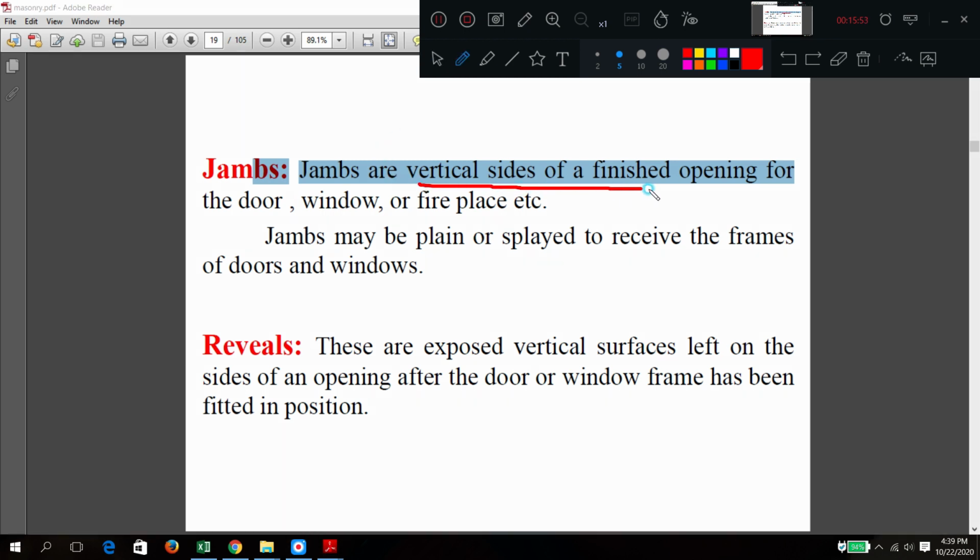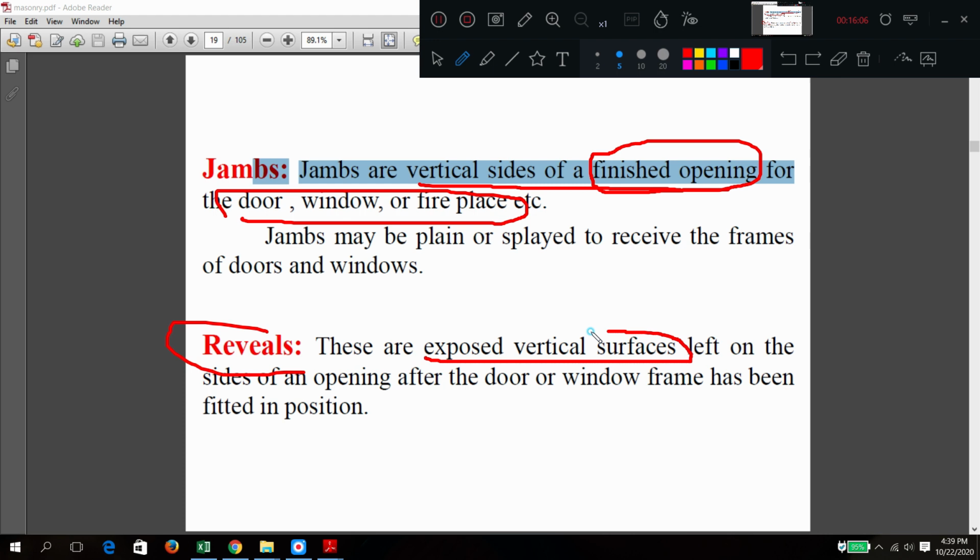So jambs and reveals, that is what they have written. These are the vertical sides of the finished opening. Jambs are the vertical sides of the finished opening for doors and windows. Okay. So reveals are the exposed vertical surfaces after fitting the door and window.